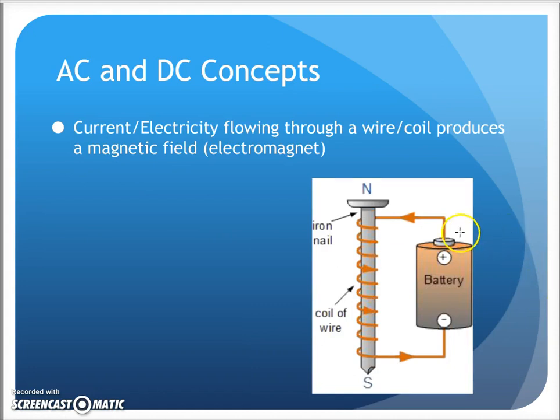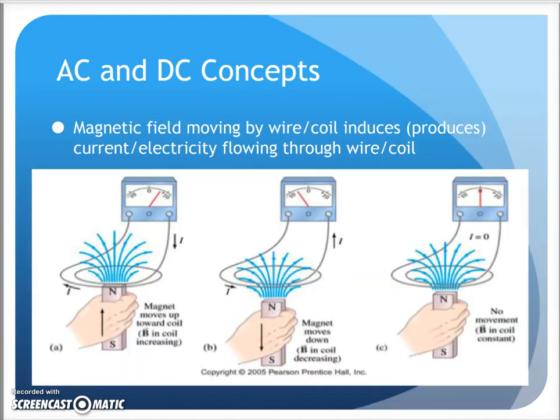We should also hopefully remember, maybe you did this, you hook a battery to a coil of wire wrapped around a nail. When I hook that up, you actually have electricity flow through here. That electricity flow creates a magnetic field. In this case, it creates an electromagnet, but I at least get a magnetic field around here. That's important, because the opposite concept is also true. If I move a magnetic field through a coil of wire, it produces electricity.